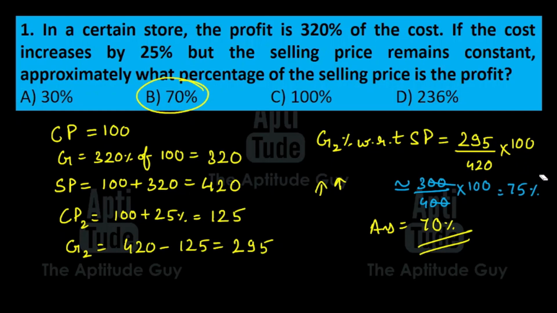So the answer can never be more than 75% for such a question. So the answer has to be less than 75%. So option C and option D are automatically gone. And option A is way too small compared to 75, so obviously that is also gone. The only thing left is 70%.